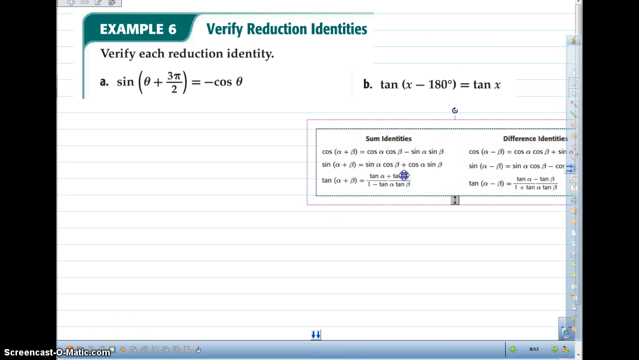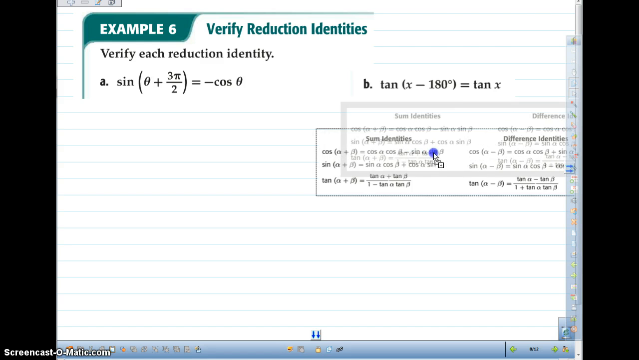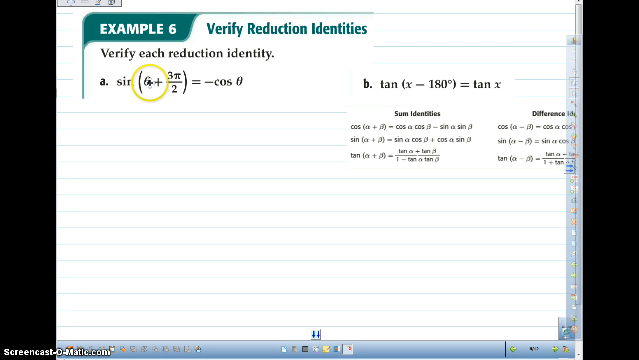There we are. So this is a sum identity right here, sine of theta plus 3 pi over 2. So I'm going to identify theta as my alpha. It's my first angle. And beta is going to be 3 pi over 2. And we're trying to prove that when we use the sum identity on this side, we get it to be equal to negative cosine of theta.